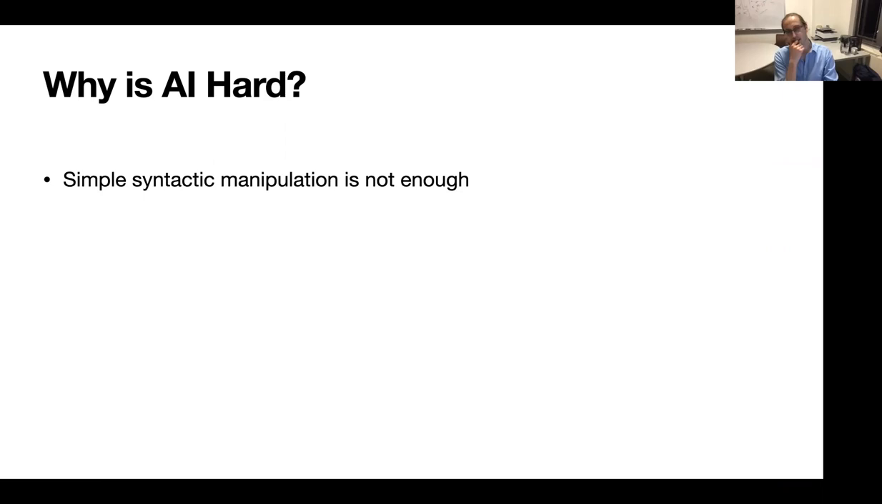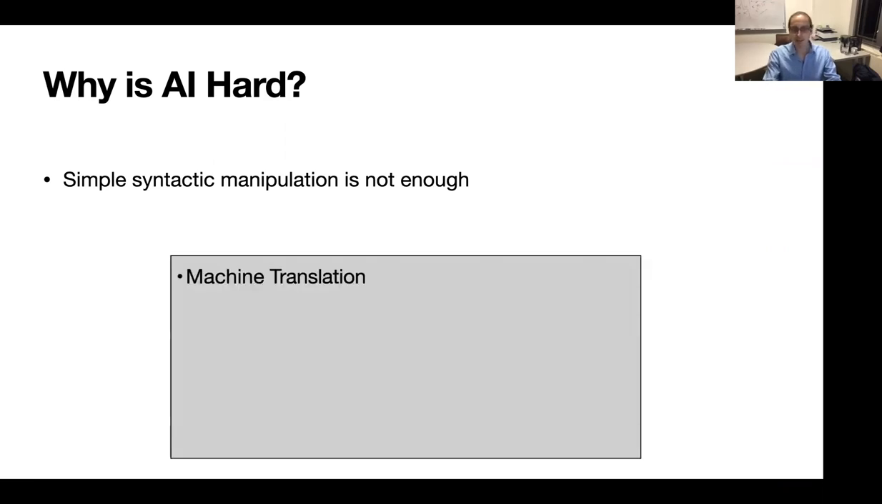So why is artificial intelligence hard? Why is it such a hard problem? One reason is that sometimes simple static manipulation is not enough. For example, there's a story of when people in America were trying to do machine translation back in the 50s.